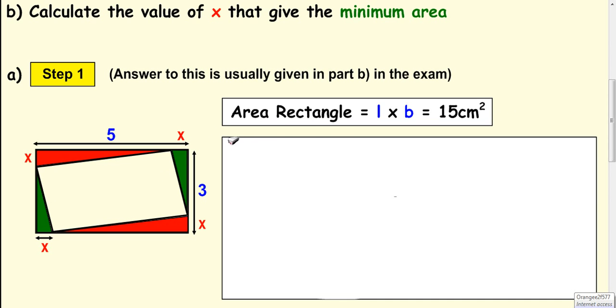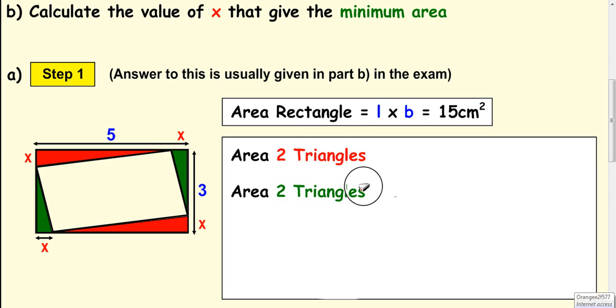Now the area of the green triangles and the red triangles can be calculated together. So the area of the two red triangles comes to 2 times the formula for the area of a triangle. 2 times a half base times height, because they're both identical, they're both exactly the same. So when you're doing 2 times a half, that actually cancels out to 1. So really, to get the area of the two triangles together, you're just doing base times height.